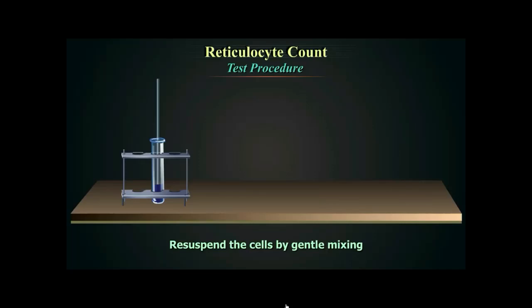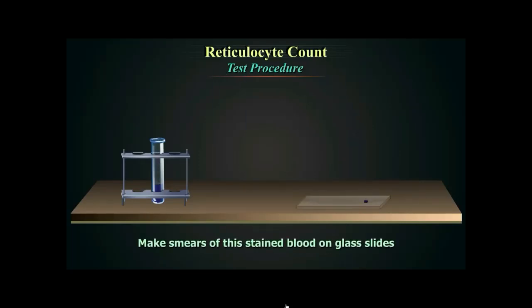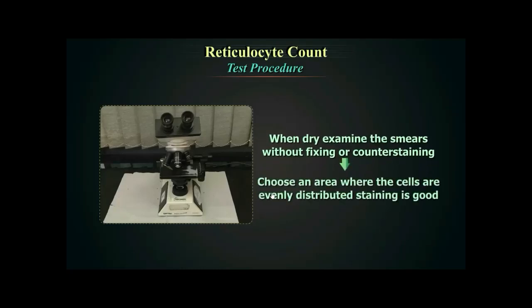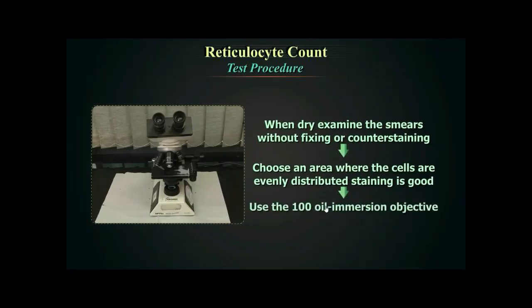Now take it from the incubator and then you have to make a smear. This is how a smear is made. Then you have to see it in the microscope once the smear gets dried. And you have to choose an area where the cells are evenly distributed, okay, and staining is good. And once you get a good area, there you have to put the oil and see under 100x.